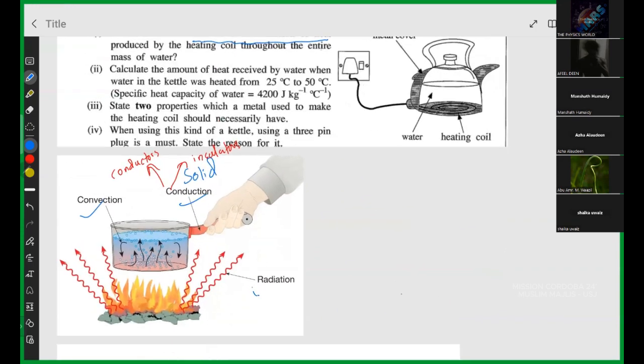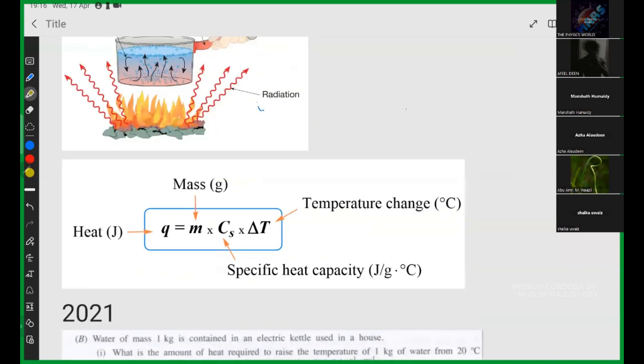Look at the second question here. Calculate the amount of heat received by water when the water in the kettle was heated from 25 to 50. So understand the question, okay? The same question only keeps on repeating. Calculate the amount of heat. So the question is the amount of heat, okay? One and only equation that you have to apply there is Q equals MC delta T. So now I'll be explaining what each of these things mean.